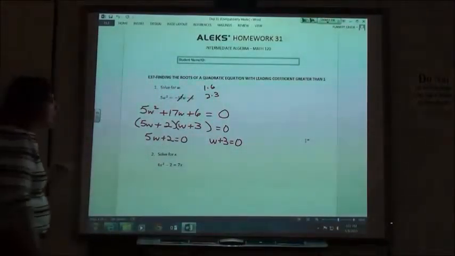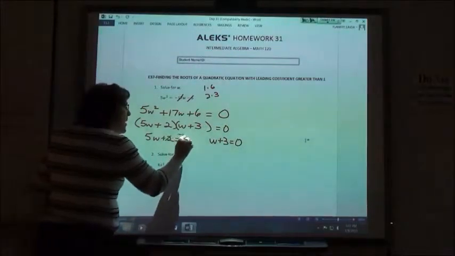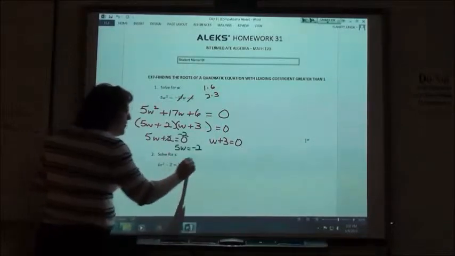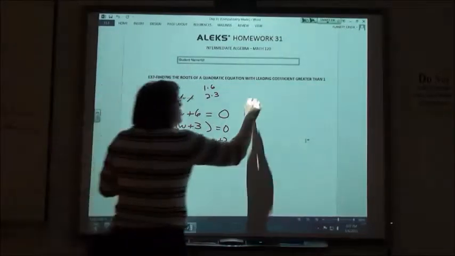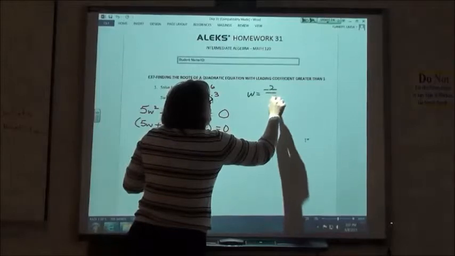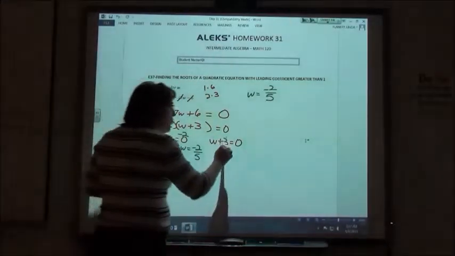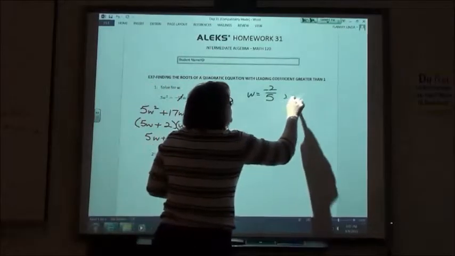So on the first one, I got to solve 2 steps. I'm going to minus my 2, 5w equals minus 2, and divide by my 5. So w equals minus 2 over 5, negative 2/5. My other one, I just have to move the 3 minus the 3, so negative 3.